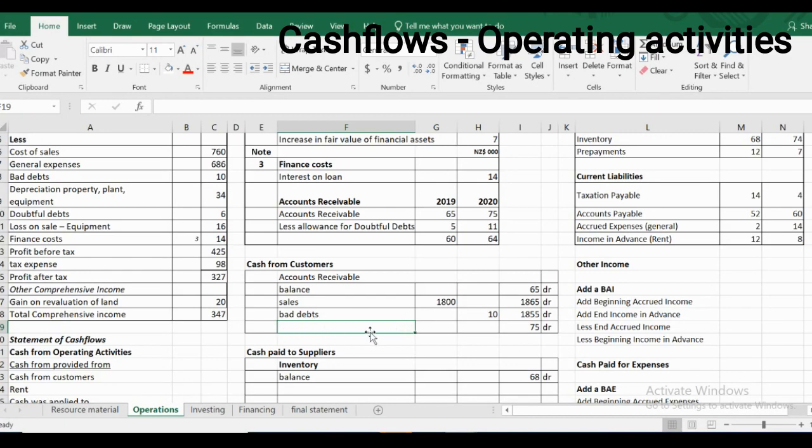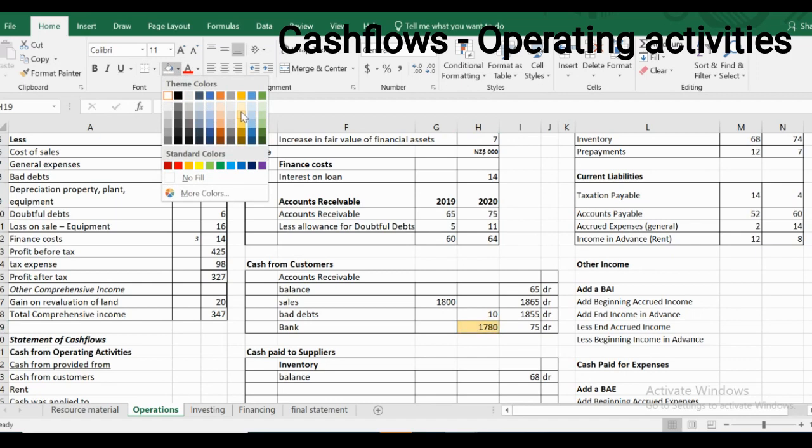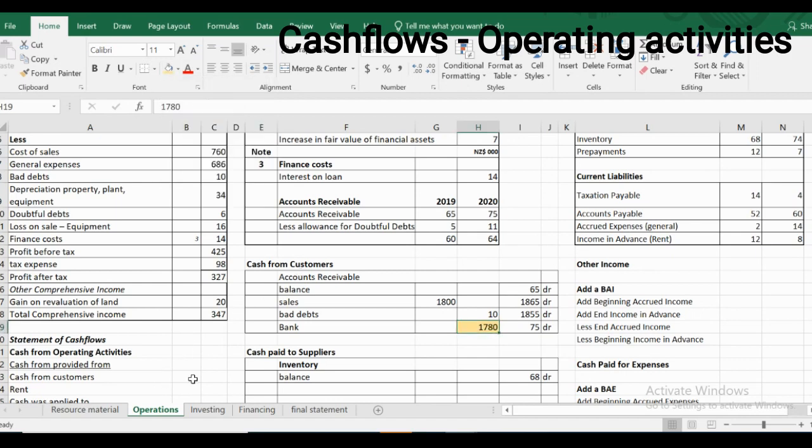right. So now we need to work out how much cash we've received. We know it was 18.55 we could possibly receive. We still had 75 we hadn't received. So how much had we received? And that'll calculate out to be 17.80. So this, the figure here, the 17.80, that's what's going to go down here in my cash from customers.